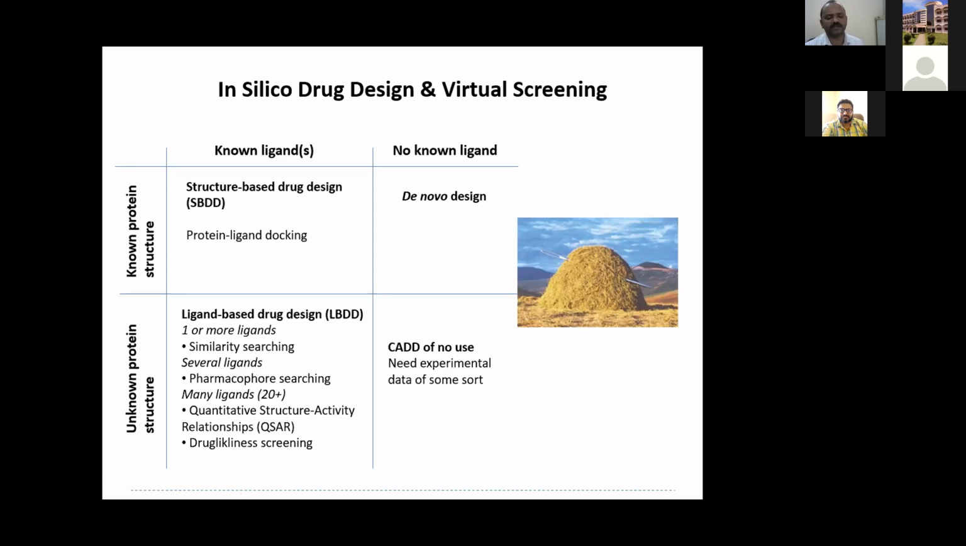Next, in case you have no ligand and no protein structure, normally CADD is of no use, because CADD needs some kind of input data, so that you can come out with output data.